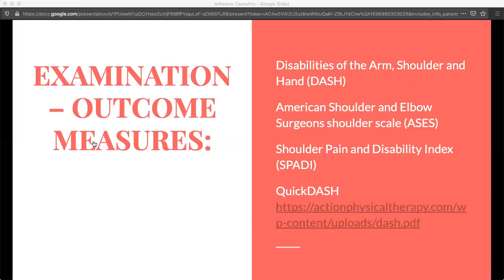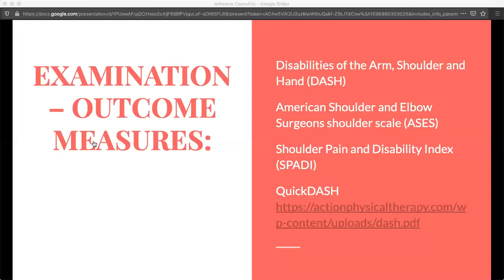The one I most commonly use is the QuickDASH. It's a questionnaire which asks how limited you feel doing daily tasks. I think it is 11 questions, and you rate them from 0 to 5. If you go on the link that I've given here, the PDF gives you how to score it. When you get the score, it converts it into a percentage, so you know how much limited the person is.